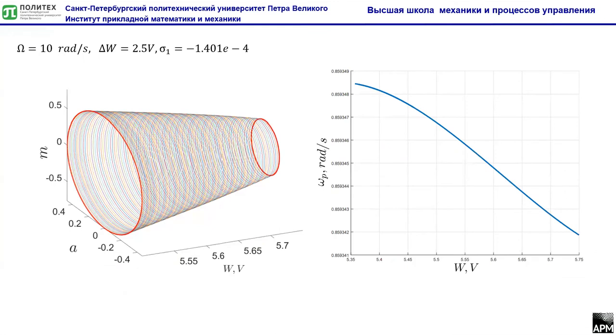Similarly, we obtained the dependence of the precession frequency on the magnitude of the constant voltage. As can be seen from the figure, with an increase in the constant voltage acting on the resonator, the precession frequency of the wave pattern decreases, and with a decrease in the voltage, as expected, tends to the precession frequency of free oscillations.